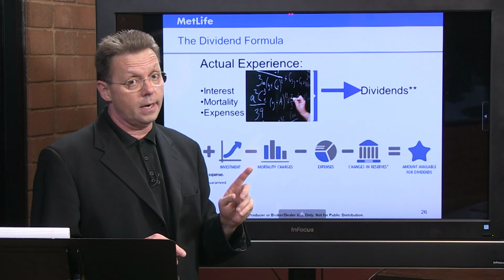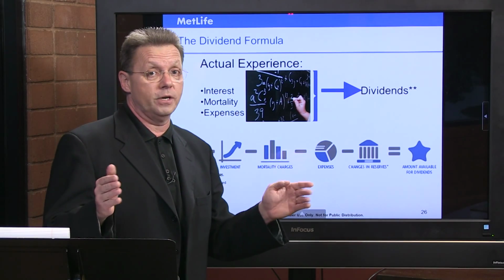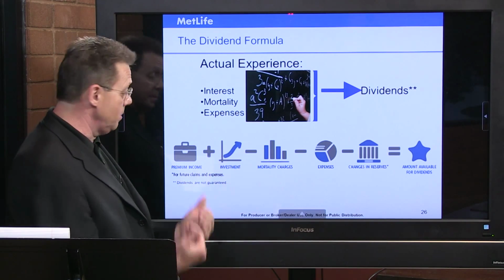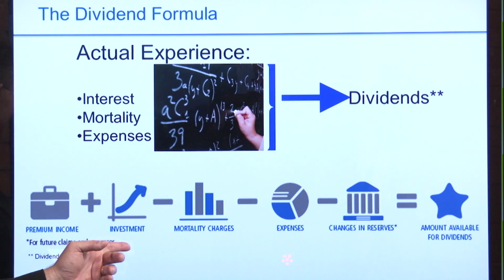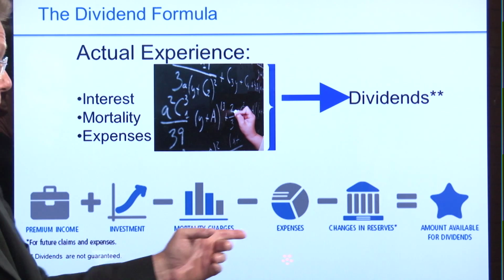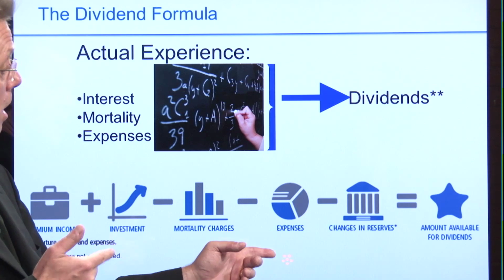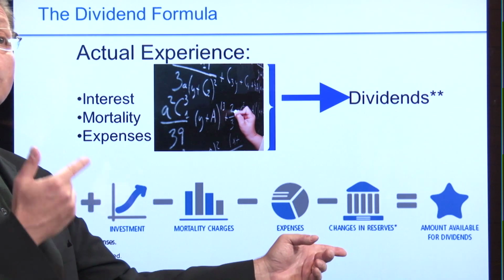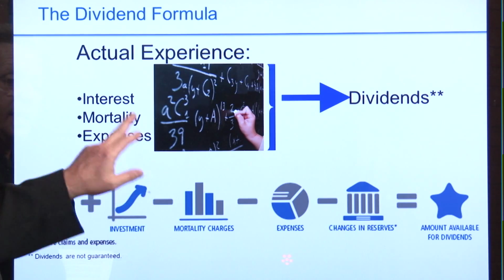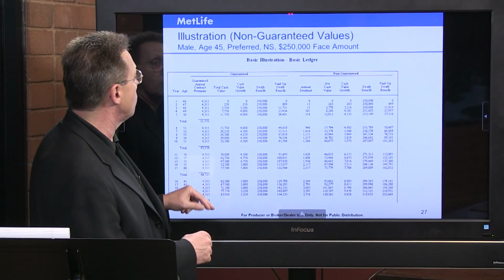Remember, it's not the dividend yet, it's just the amount available for dividends. So just as a repeat, we take the premium income, whatever that premium is, add to it whatever return we get on our investment portfolio, subtract the mortality charges, subtract the home office expenses, and subtract any changes in reserves because of that. That's the money available for dividends. Again, I want to make sure that we're always talking about it.